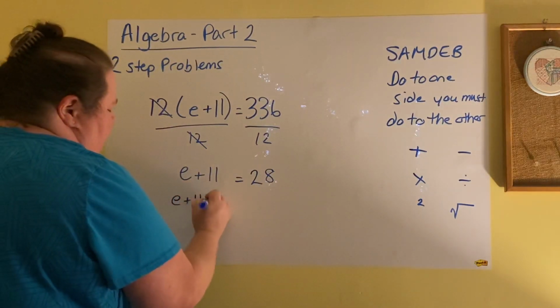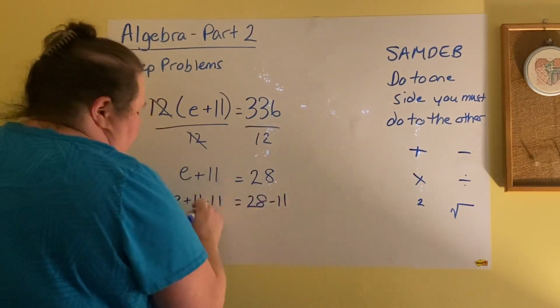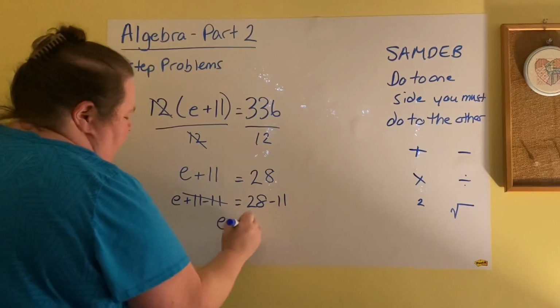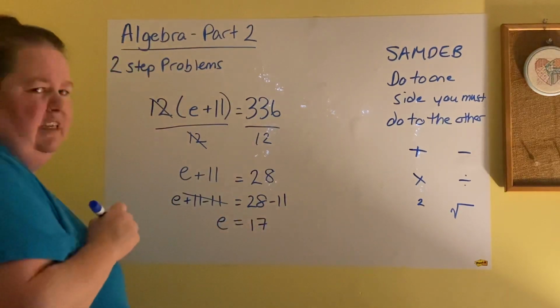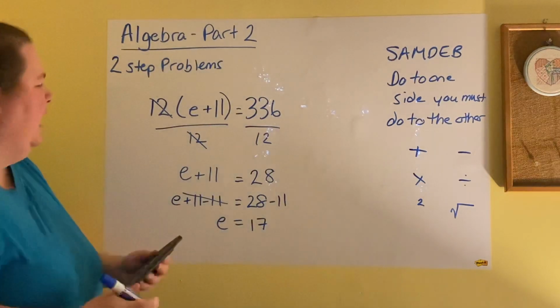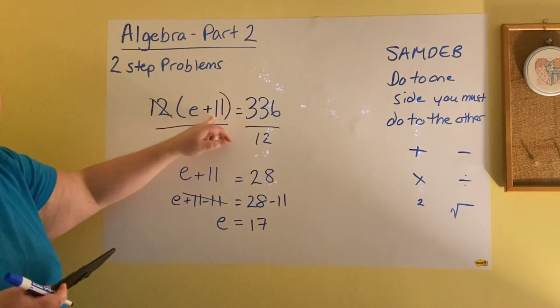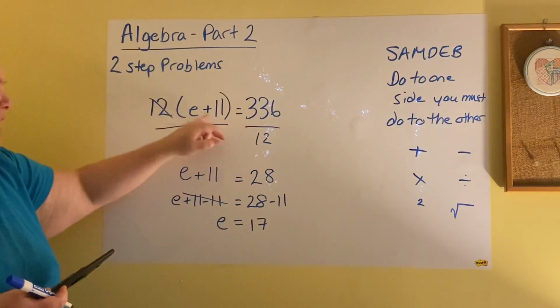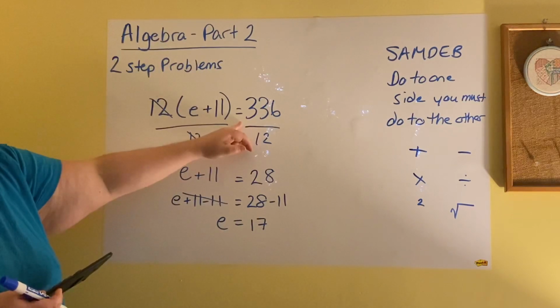So I can just subtract 11 from both sides, and bada bing, bada boom, I'm left with the answer, which in this case would be 17. So again, if I substitute this back in, 17 plus 11 is going to be 28, and 28 times 12 would bring me to 336.